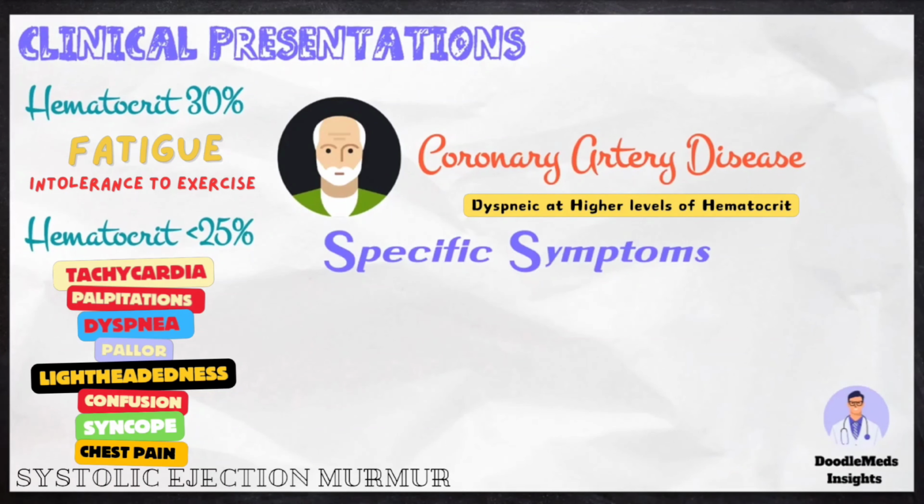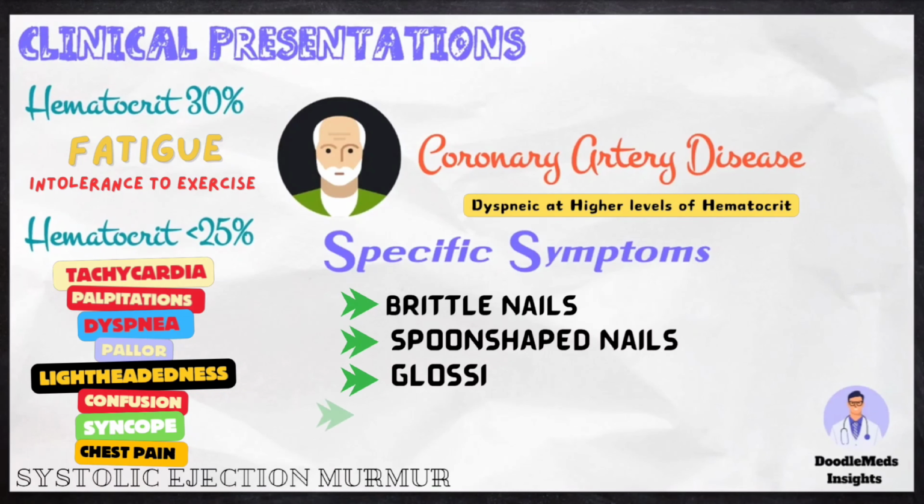Symptoms specific to iron deficiency are rare and cannot be relied upon to determine the diagnosis. These include brittle nails, spoon-shaped nails, glossitis, and pica. Iron deficiency anemia as a specific diagnosis is determined by laboratory findings, not symptoms.